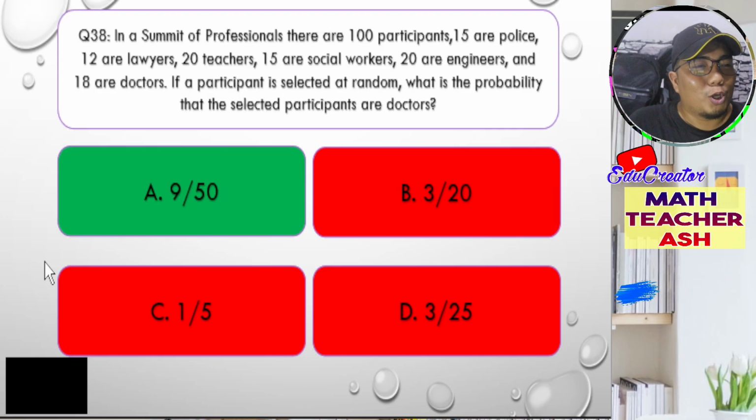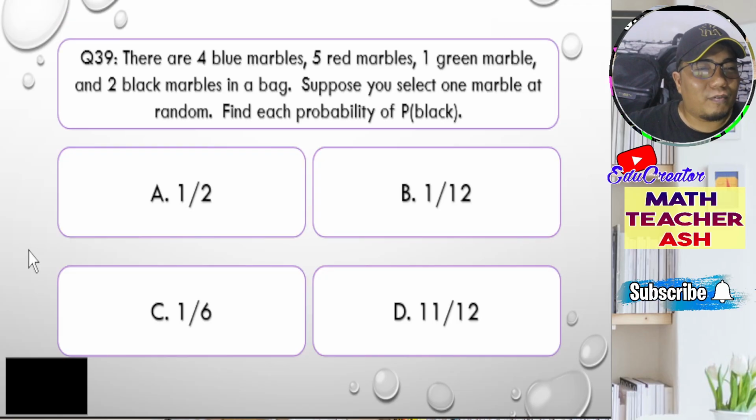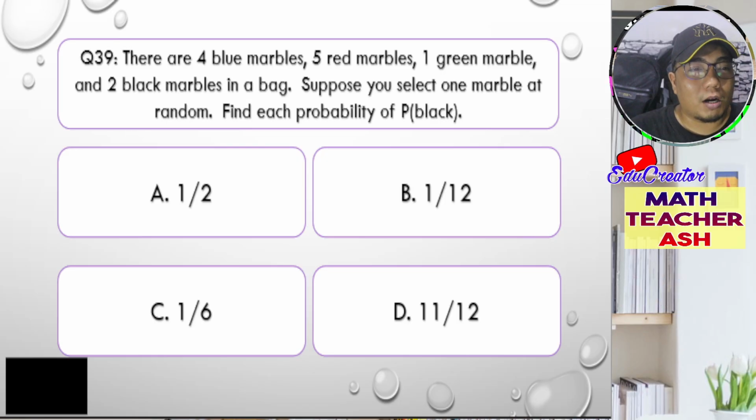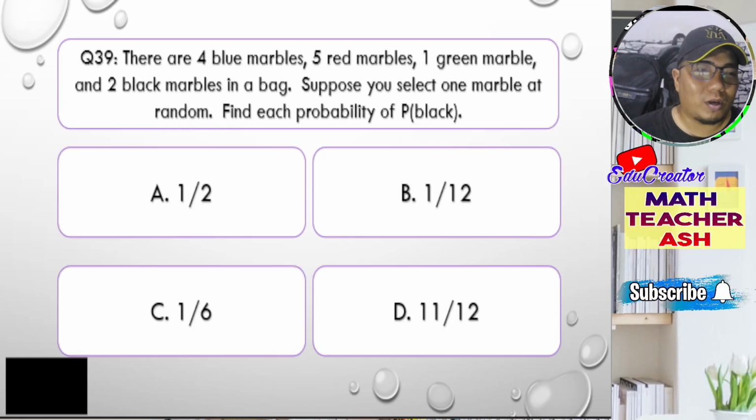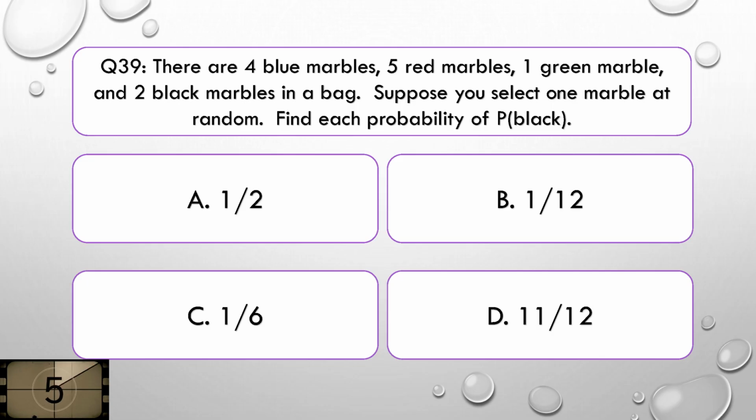Now, let us go to question number 39. There are 4 blue marbles, 5 red marbles, 1 green marble, and 2 black marbles in a bag. Suppose you select 1 marble at random. Find the probability of black. Is it A, 1/2, B, 1 over 12, C, 1 over 6, or D, 11 over 12? I'll give you 5 seconds to think about your answer.